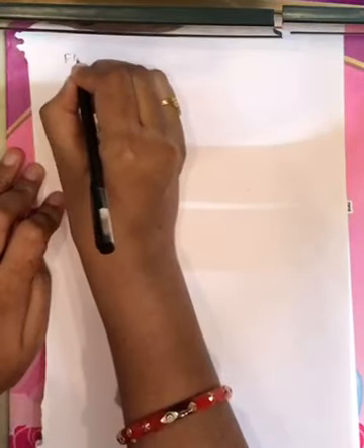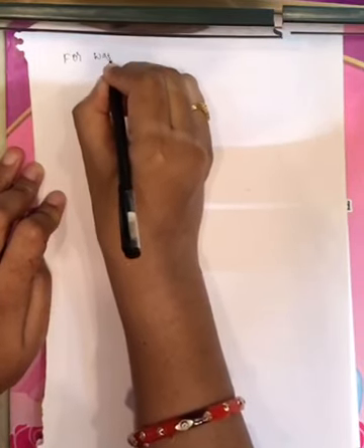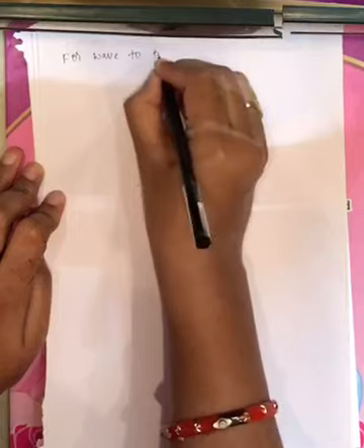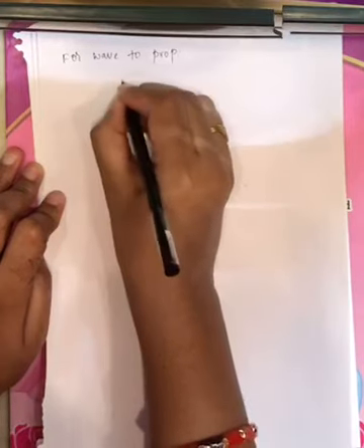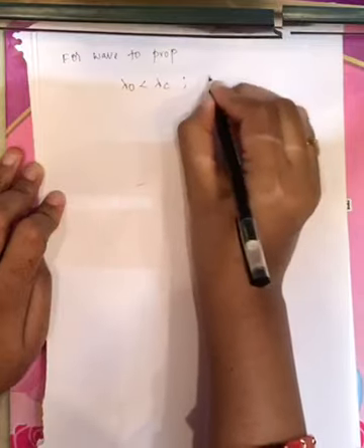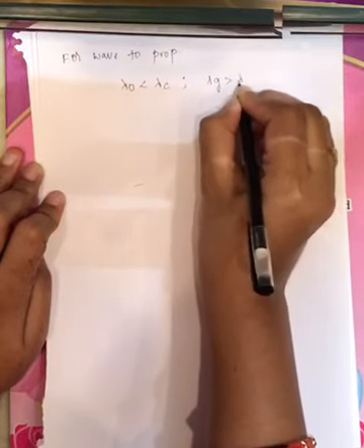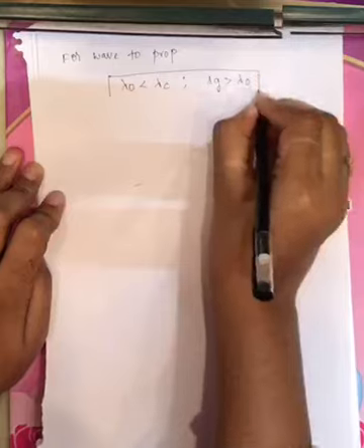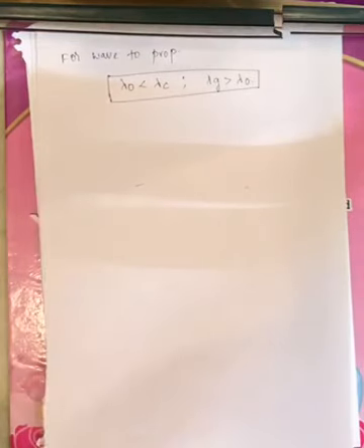Now for a wave to propagate inside the waveguide, you have to remember this: lambda naught should always be less than lambda c and lambda g should be greater than lambda naught. You have to remember these two relations. For a wave to propagate inside the waveguide, the free space wavelength should always be less than the cutoff wavelength.